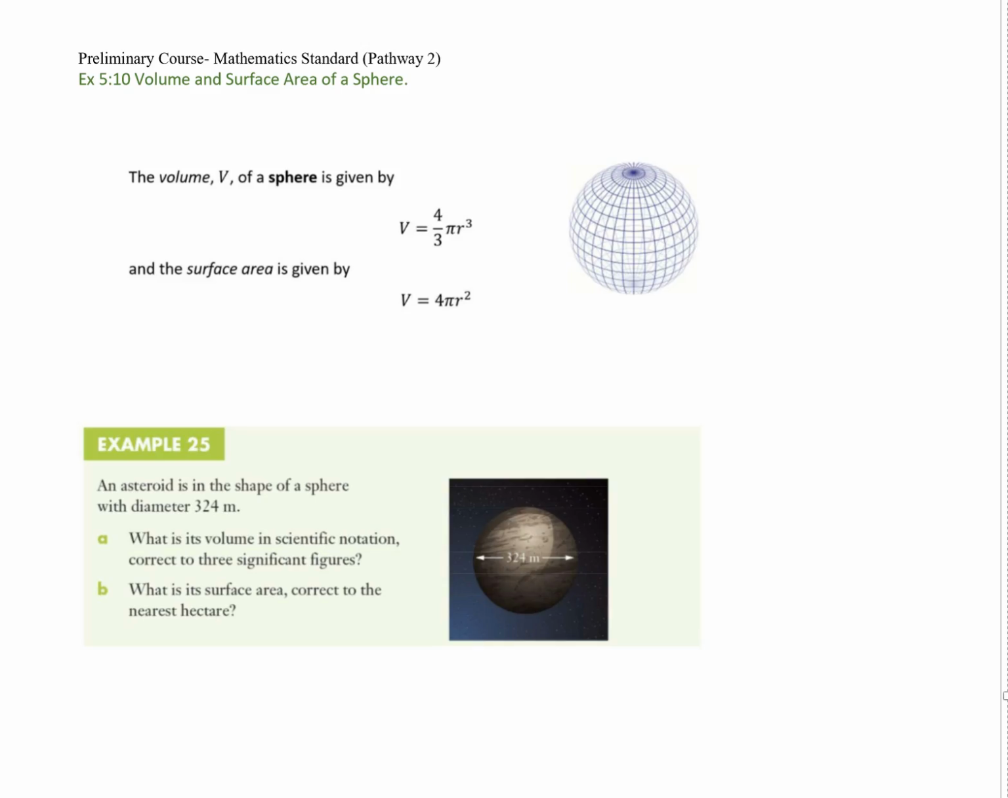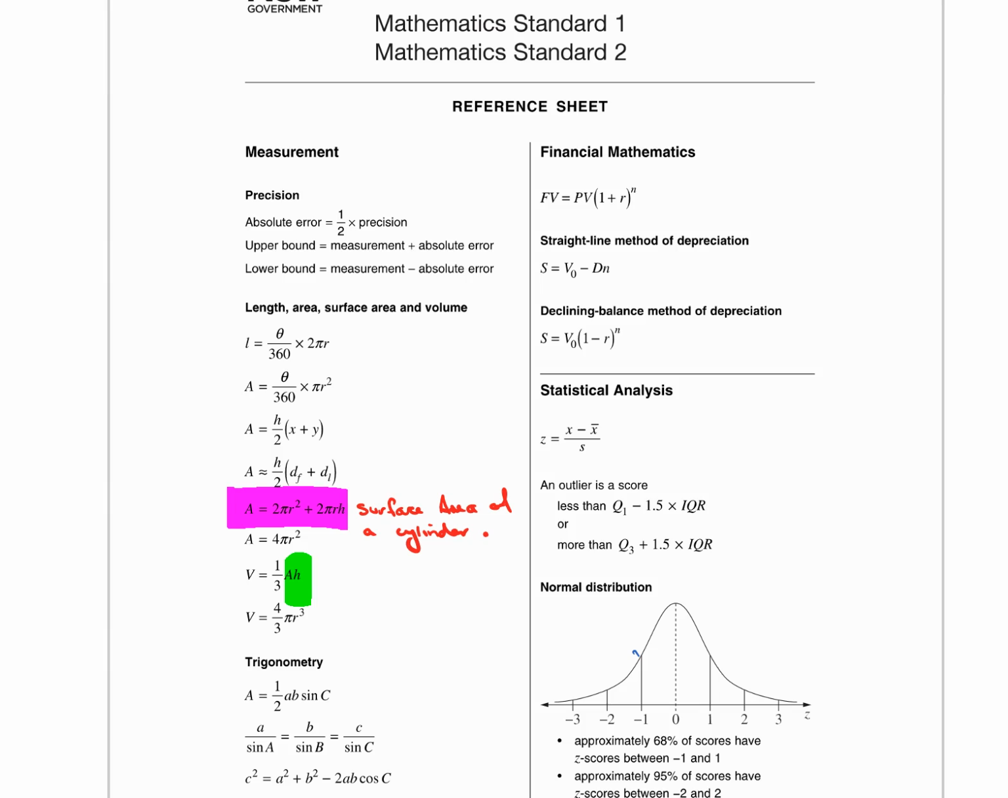In exercise 5.10, we look at the volume and the surface area of a sphere, and the good news is that both these formulas are written on the reference sheet. And just make a correction there, that should say area, A or surface area. Okay, let's take a look at the reference sheet. So here they are on the reference sheet.